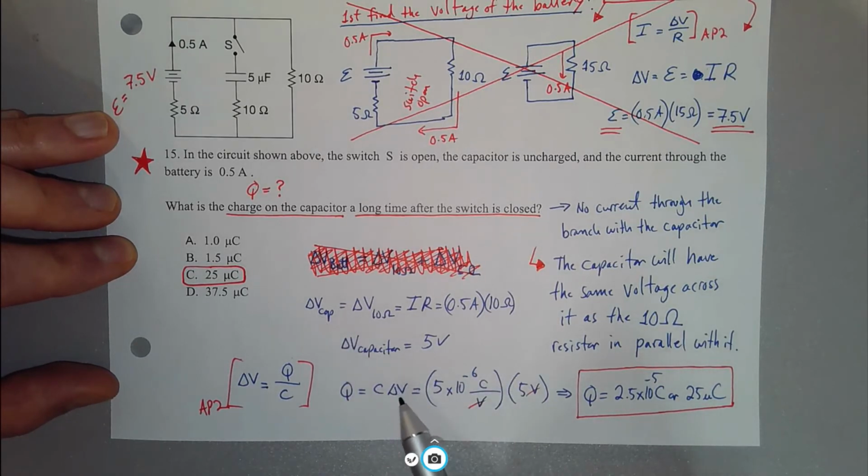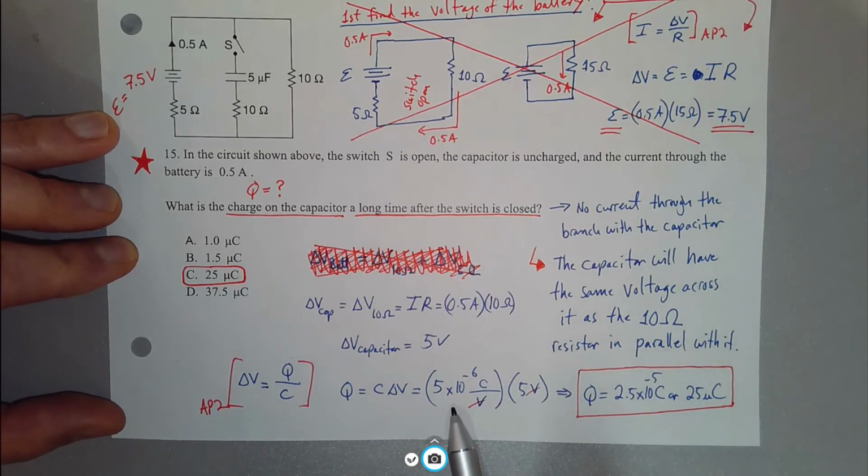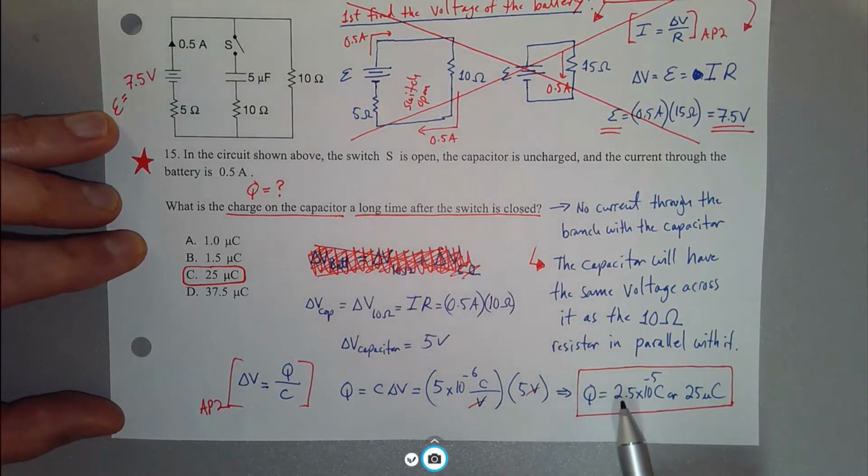So we can plug in 5 volts for the delta V here in this capacitor equation. So our capacitance, 5 microfarads, or 5 times 10 to the negative 6 coulombs per volt, multiplied by 5 volts. Notice the volt units cancel. And we end up getting that the charge stored on the capacitor is 2.5 times 10 to the negative 5th coulombs, or that's 25 times 10 to the negative 6, so that's 25 microcoulombs. So that's the amount of charge stored on the capacitor after the switch has been closed for a long time.